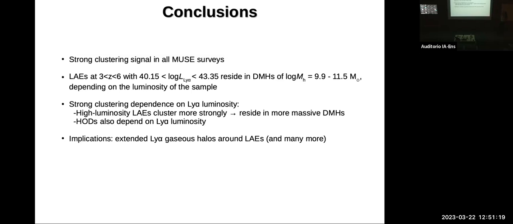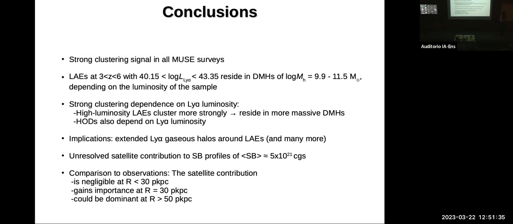I've only told you about one of the possible implications of this clustering dependence, which relates to the extended Lyman-alpha halos around the galaxies. We have investigated how strong the satellite contribution to those halos is. What we have found, and as I said, this is preliminary, is that the satellite contribution is negligible at small scales. It gains importance at scales around 30 kiloparsecs, and it could be completely dominant at larger scales. Thank you.